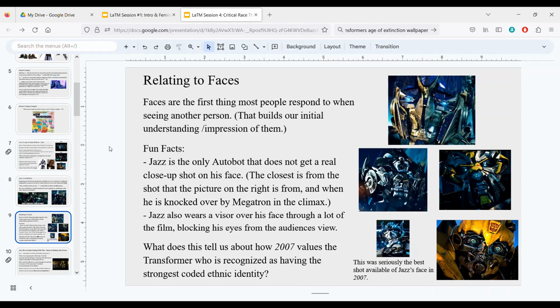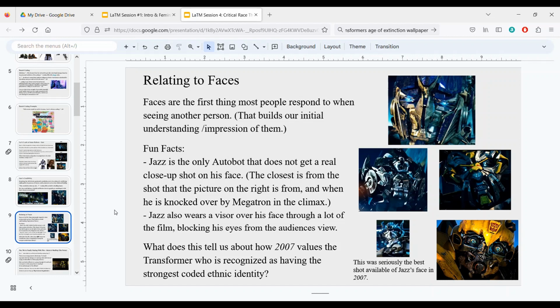You get a little close-up on his face, but even then he still has that visor on for most of the movie, so you never really get a good look at Jazz's face. And this image, after he does his initial introduction flip, is the only decent shot we get of his face unmasked. And it's not even decent. I can barely see what his design is on his face, where with every other Autobot, I kind of understand what their face looks like.